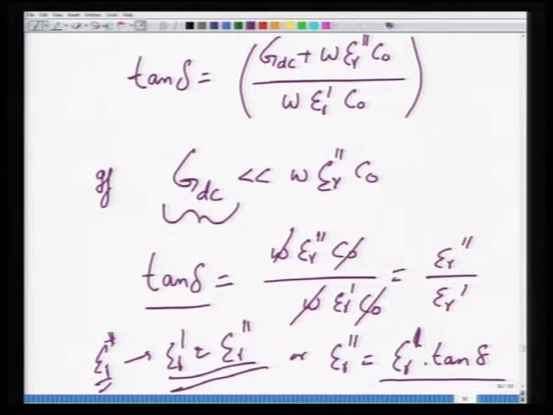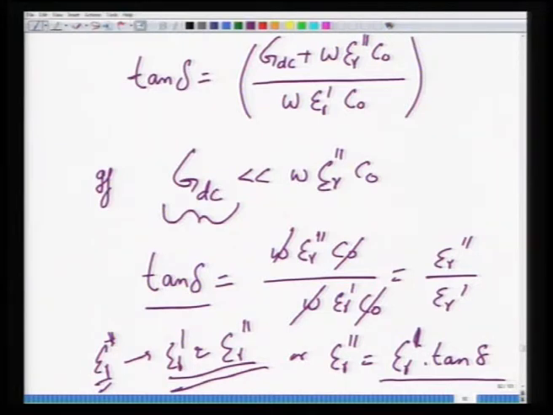So, here let us say, to make our life a little easier, if we make G_DC much smaller than omega epsilon double prime C naught, which means the DC contribution of loss current is much smaller than the AC contribution of loss current, then this tan delta becomes equal to epsilon r double prime divided by epsilon r prime, which is nothing but equivalent to I_L divided by I_C.